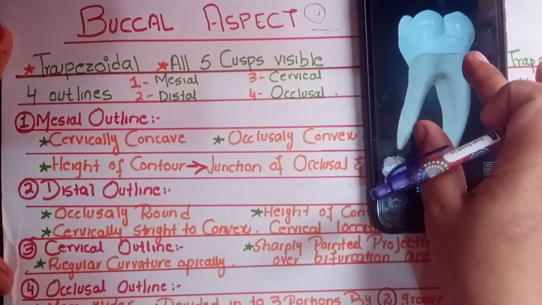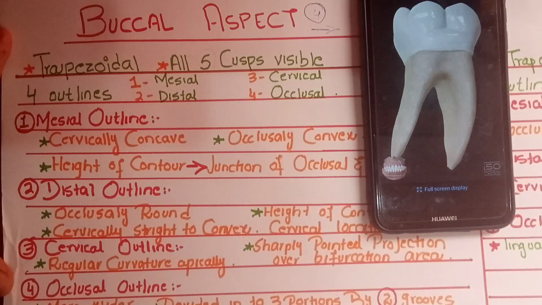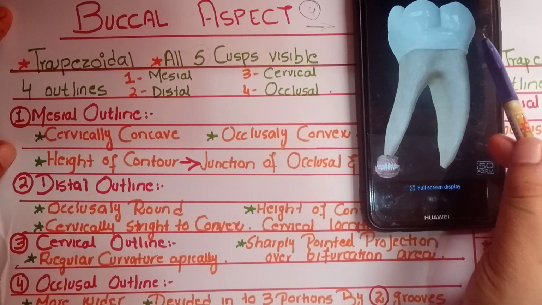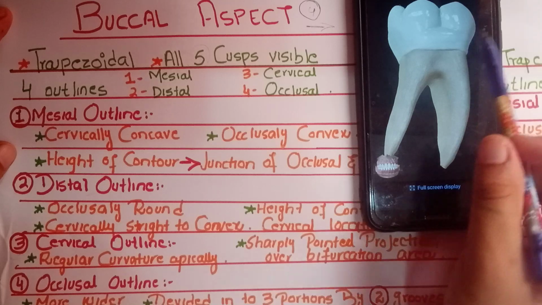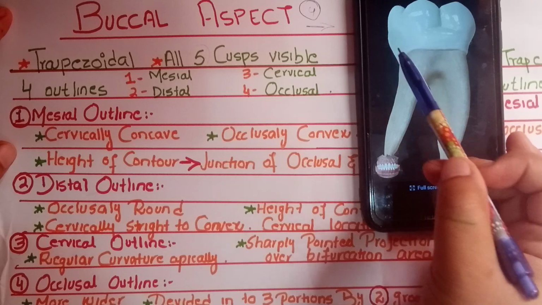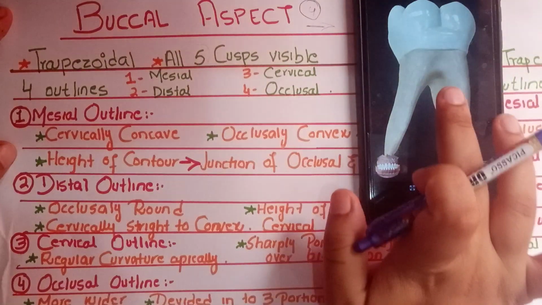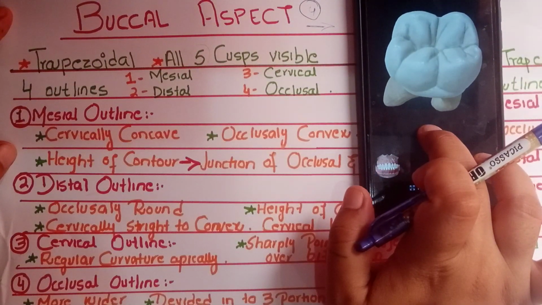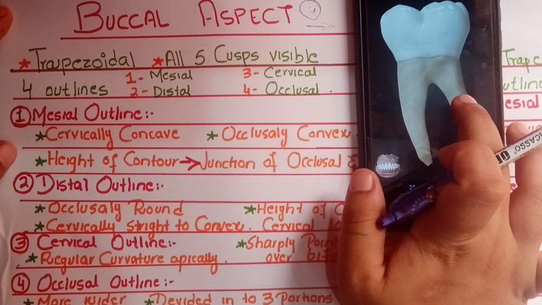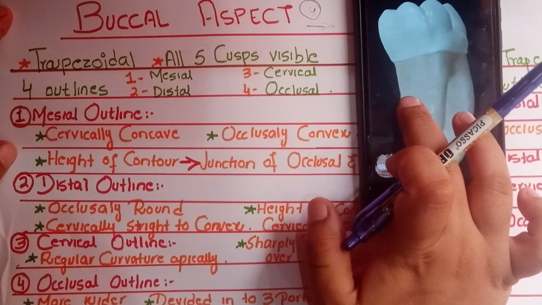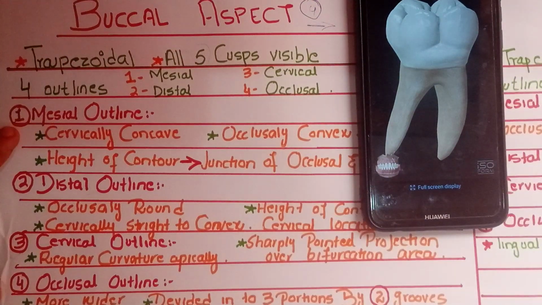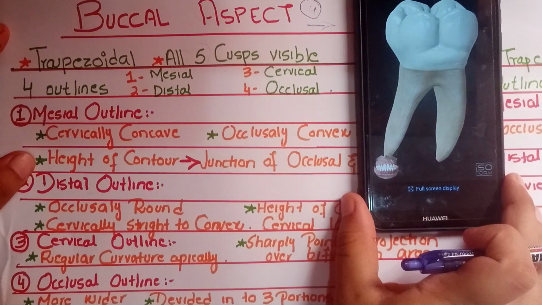Anatomically, there are four aspects of every tooth. Toward the middle is the mesial aspect. Away from the middle is the distal aspect. This is the distal aspect. This is the occlusal aspect. And toward the back is the lingual aspect. So first, I will start with the buccal aspect of the tooth.